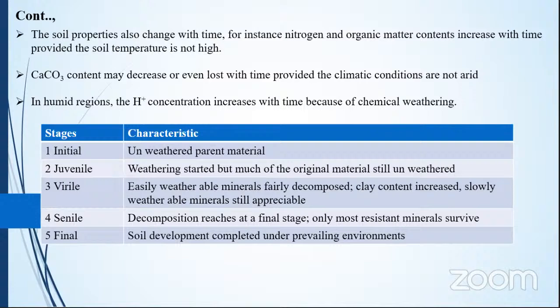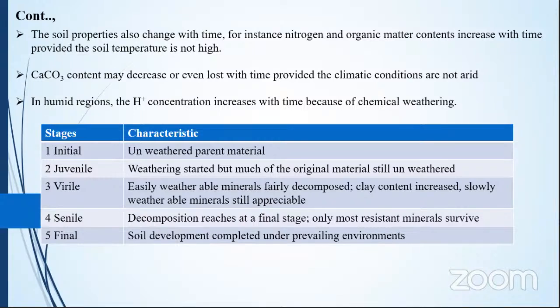That means the easily weatherable minerals will wither and decompose very fast. Naturally, the clay content increases, but the resistant minerals still prevail in this virile condition. In senile condition, what will happen? Decomposition reaches its final stage. In senile conditions, the complete decomposition of parent material is reached, and only a very few resistant minerals survive. Almost everything is completed, but only resistant minerals will be present.